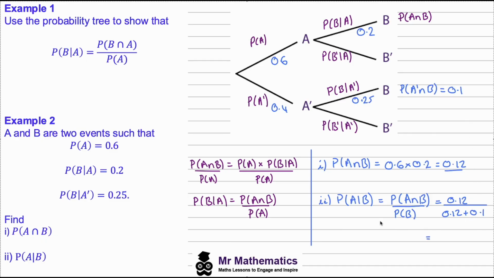So a probability of A given B will be the 0.12 divided by the 0.22, and this works out as 6/11. Okay? So I hope that's given you an idea on where this equation comes from. We'll be using this as we progress through the next couple of questions.